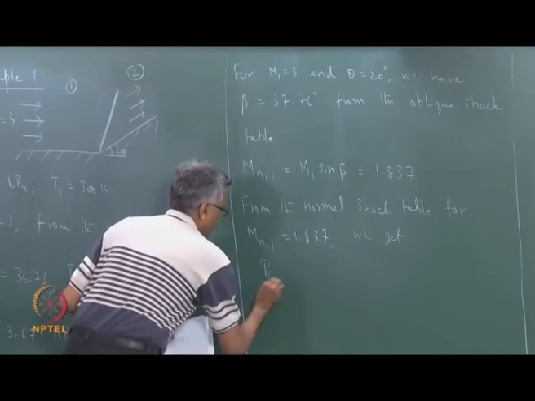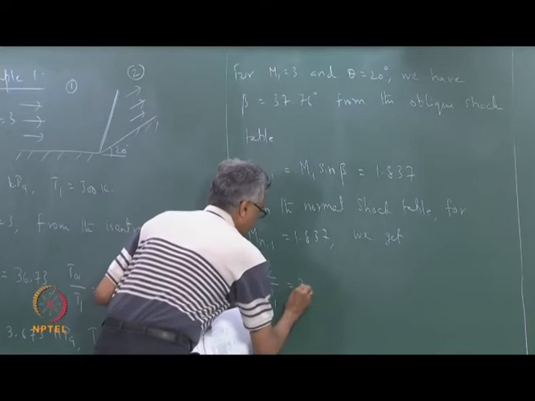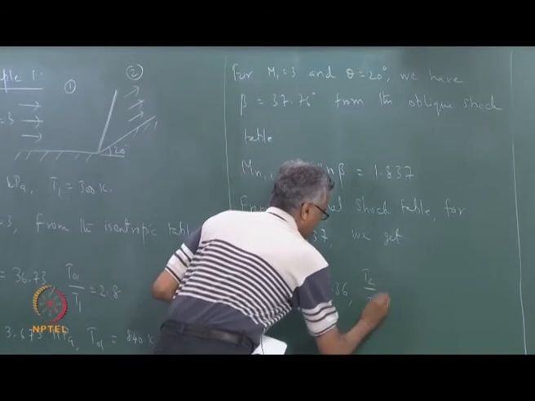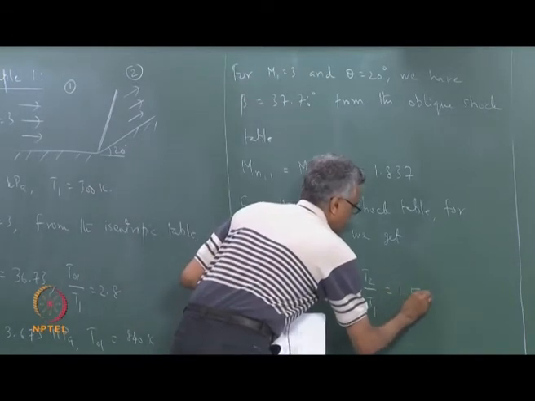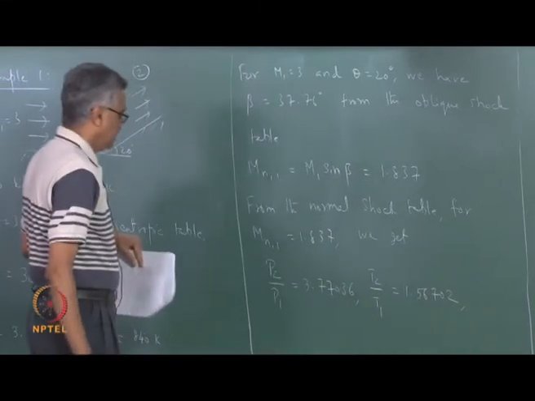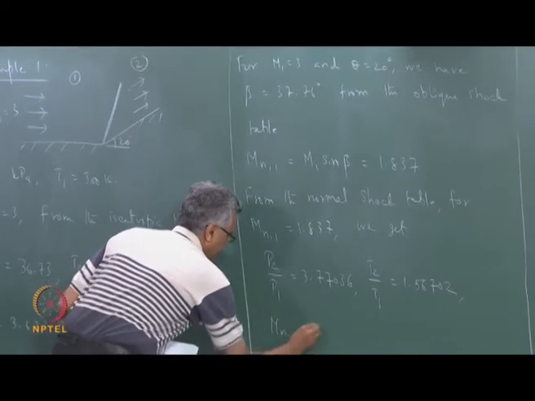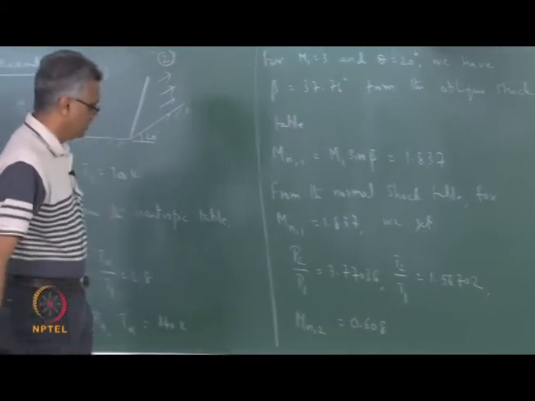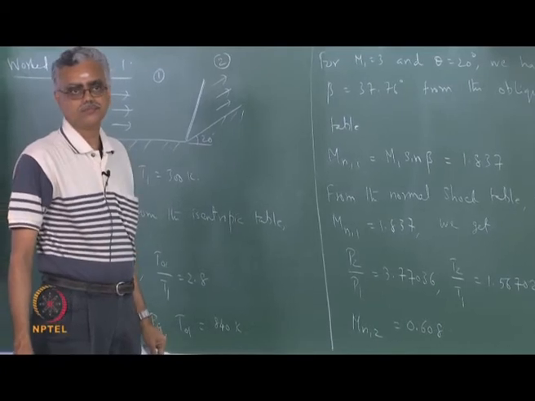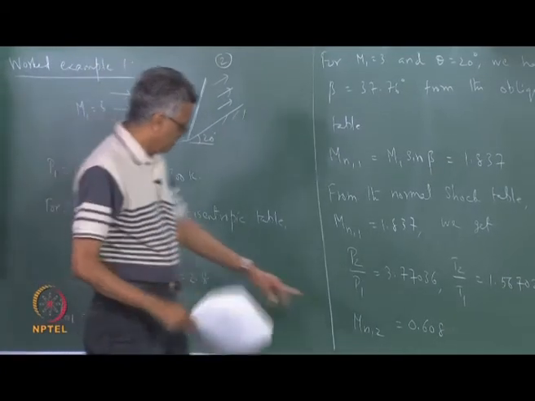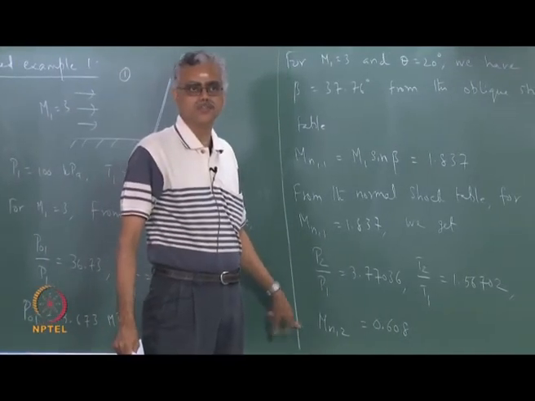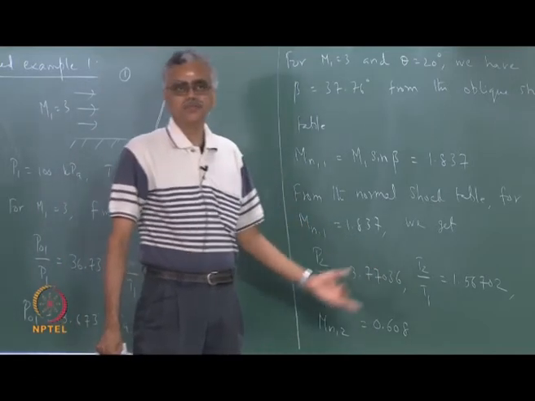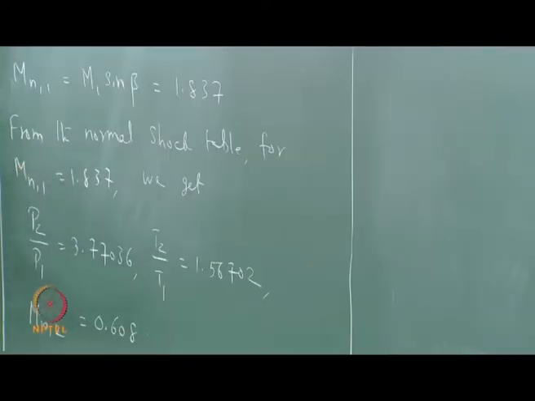So, we get P2 over P1 to be 3.77036. We get T2 over T1 to be 1.56702 and Mn2. The table gives us M2, but we take it as Mn2. So, Mn2 equal to 0.608. So, these are the quantities that we are allowed to retrieve from the normal shock tables. Remember, there is no problem in getting Mn2 because this is in a frame of reference compatible with the normal shock wave. These are static properties which are frame independent. So, these are the only things we are allowed to retrieve from the normal shock table.